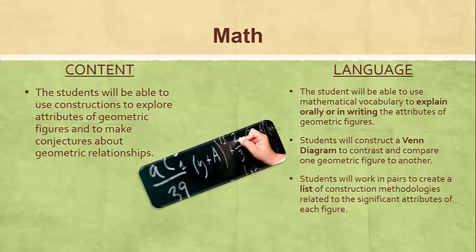A math example for content would be the students will be able to use constructions to explore attributes of geometric figures and to make conjectures about geometric relationships. The language objective could be the student will be able to use mathematical vocabulary to explain orally or in writing the attributes of geometric figures. They can also construct a Venn diagram to contrast and compare one geometric figure to another, or they can work in pairs to create a list of construction methodologies related to the significant attributes of each figure. So there's oral, working in pairs, there's also some writing, and there's explanation.